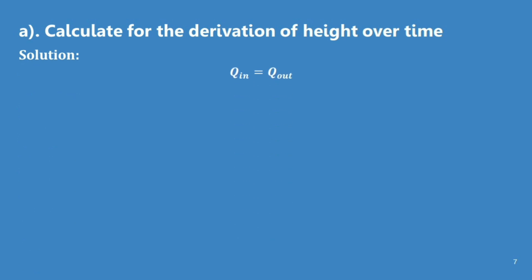Solution. For this problem, we're going to use this formula: Q in is equal to Q out. Q here is our discharge. So the discharge that is going into our container is equivalent to the discharge that goes out, where Q is also equivalent to pi over 4 d squared multiplied by the velocity.